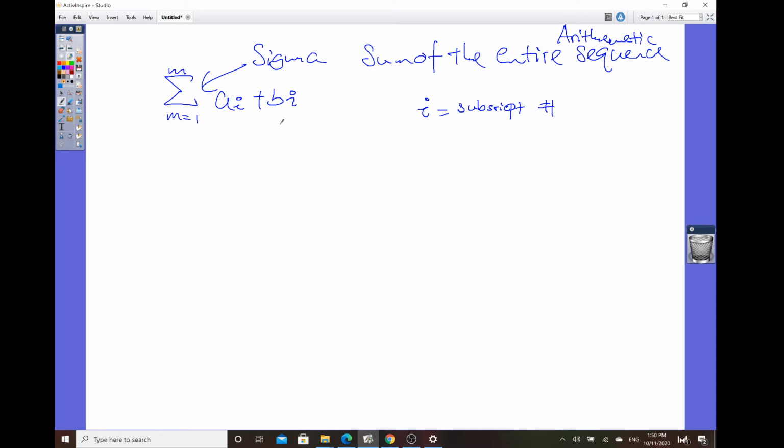And what you can do here, in case this is getting kind of complicated, you can always separate it. You can find the sum of each arithmetic sequence first. You can always do it like this. Okay, so now we'll take a look at one of the examples.